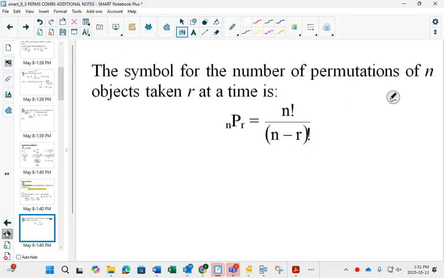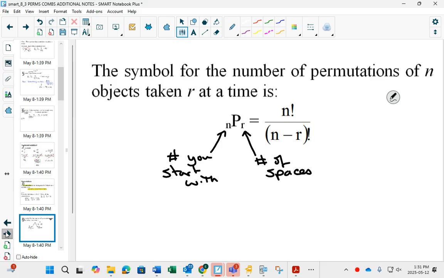And we had a formula. This formula is on the formula sheet for permutations. It's connected to spaces, right? So if I had 10p2 with the formula, it'd be 10 factorial over 10 minus 2, 8 factorial.